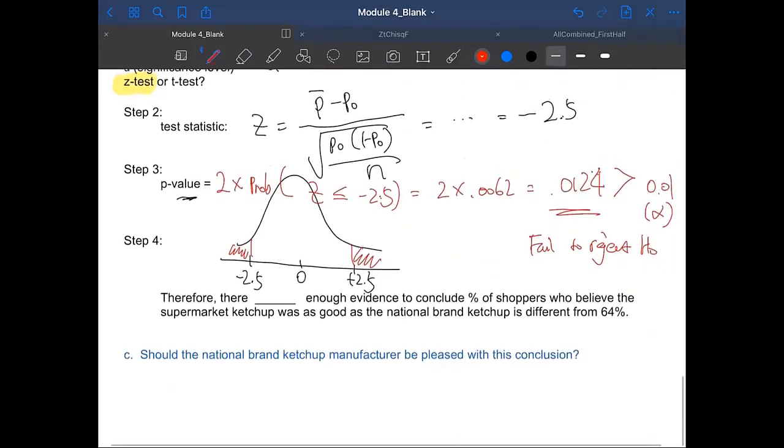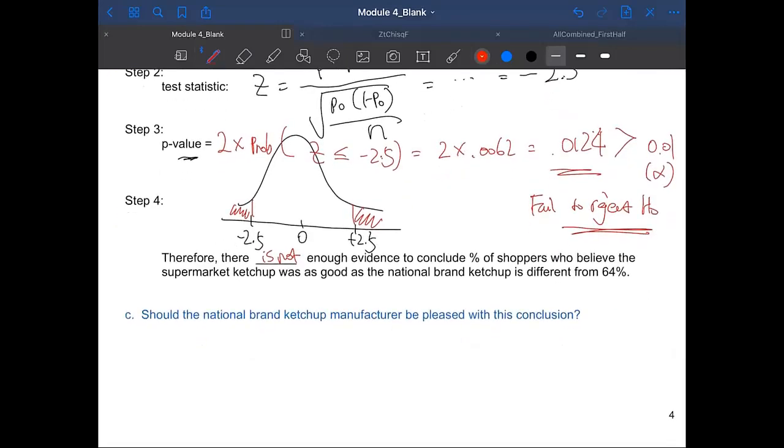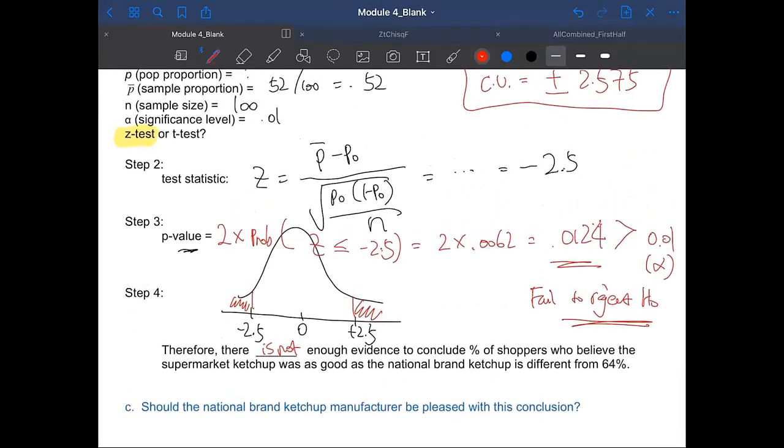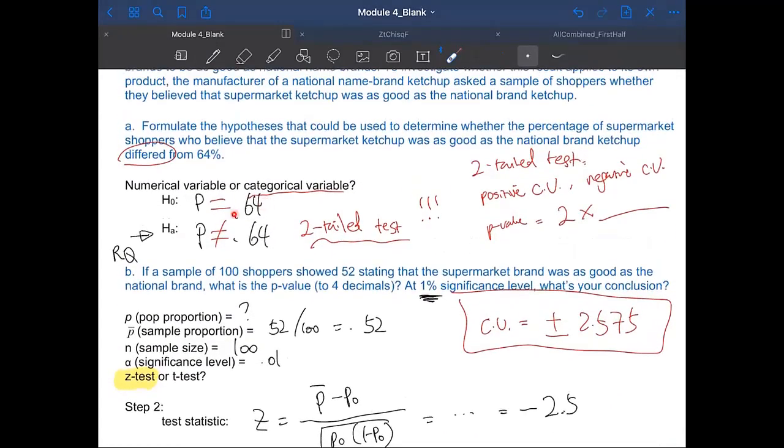I'm almost done. Therefore, there is not enough evidence to reject it. Because you fail to reject it, there is not enough evidence to believe otherwise. So the very last question you want to answer: should the national brand ketchup manufacturer be pleased with this conclusion? Should they be happy or not? From this hypothesis testing, what we learn is we fail to reject the null. If we fail to reject the null, that means the null is right.